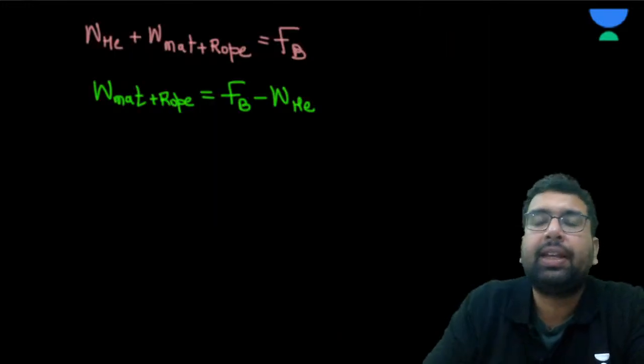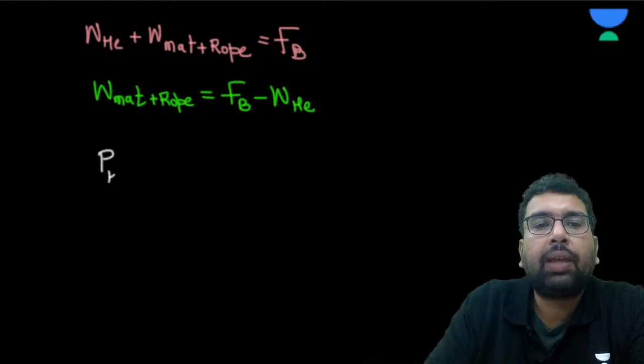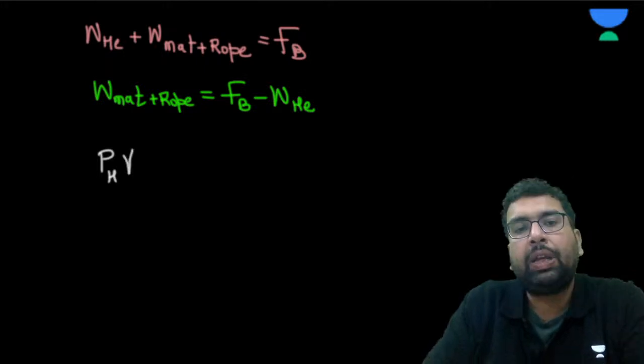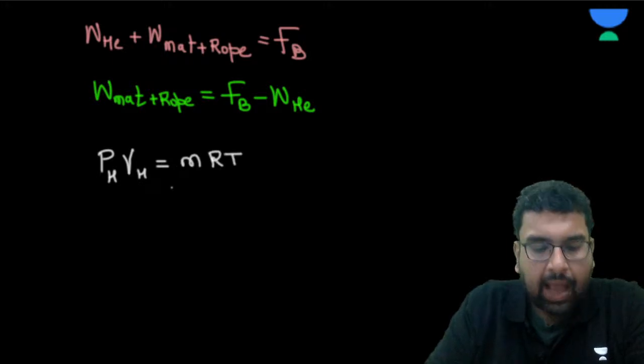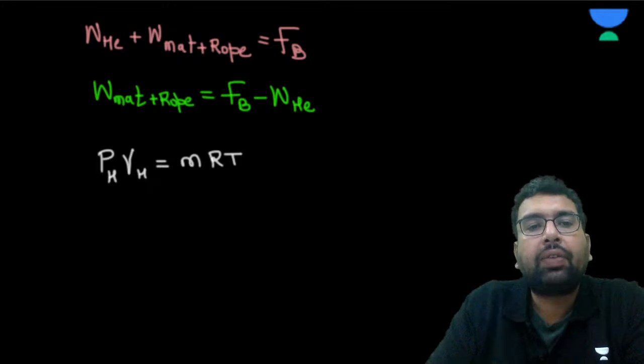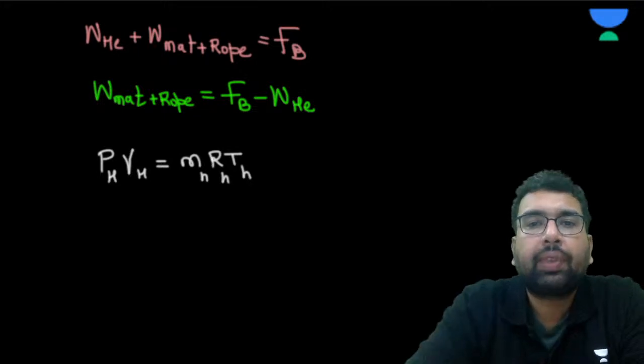Helium is an ideal gas, so we can apply this equation. For helium, PV is equal to mRT. That is what we know as the ideal gas equation. Here I will be using the mass of the helium, the R of the helium, and the T of the helium. Do we agree? Yes or no?